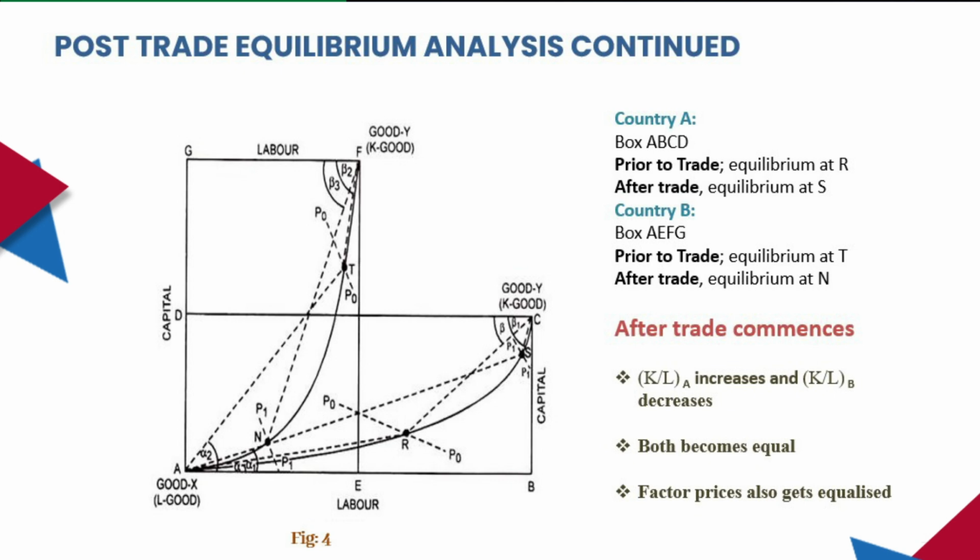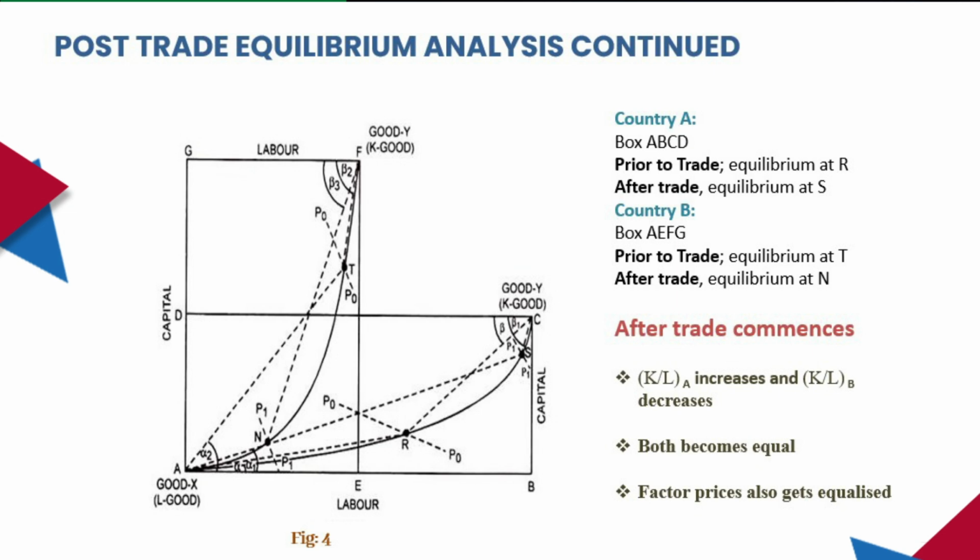Now, let us start with box ABCD for country A. Prior to trade, the equilibrium is at R. After trade, the equilibrium shifts to some point S on the contract curve. Similarly, for country B, what happens? The Edgeworth box is A, E, F, G. And prior to trade, the equilibrium is at point T. And after trade, the equilibrium shifts to some point N on the contract curve.